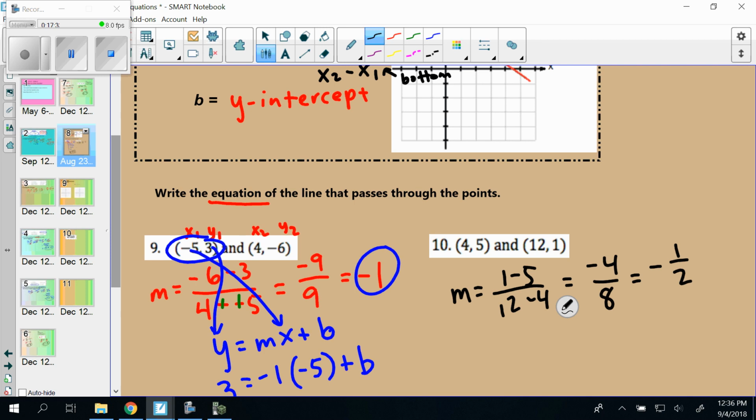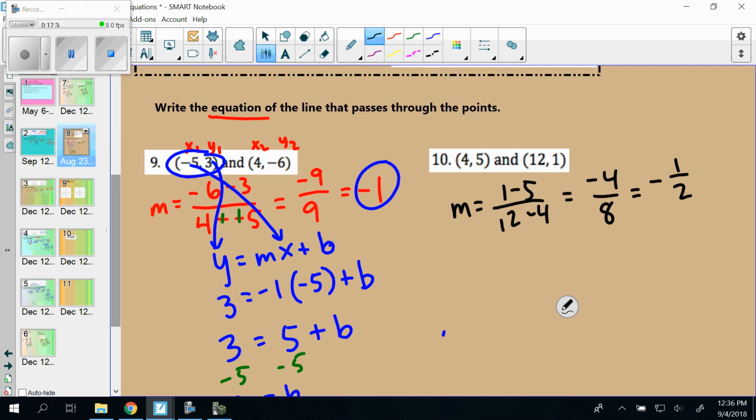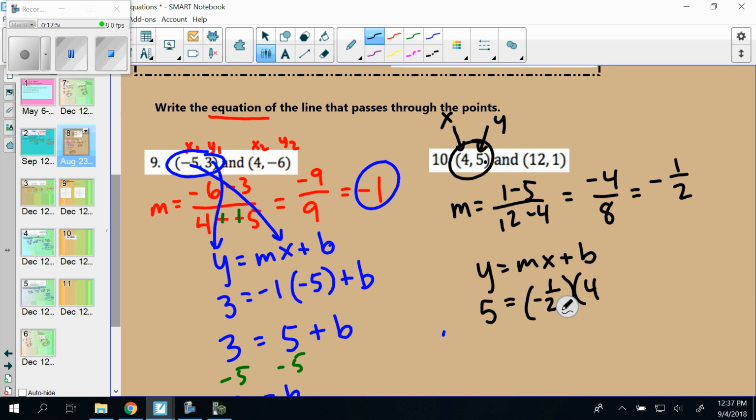Okay, so now we got to use that with one of our points to find the b. So using y equals mx plus b, let's just take this first point here. Y is 5 in this case. That's our y. Equals m, we found out to be negative 1/2. Our x is the first number, so that would be 4 plus b. And we could have used the other point. The other point would give us the same equation. You don't always have to use the first one. I just chose the first one.